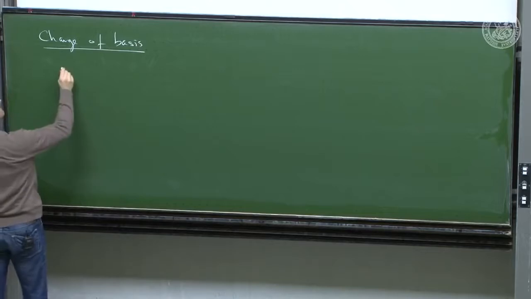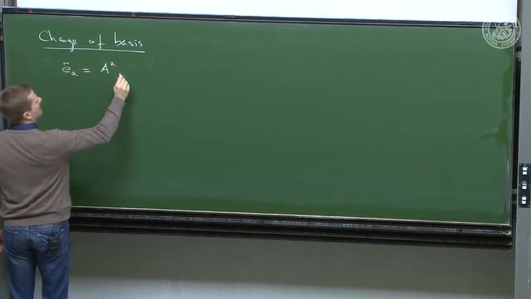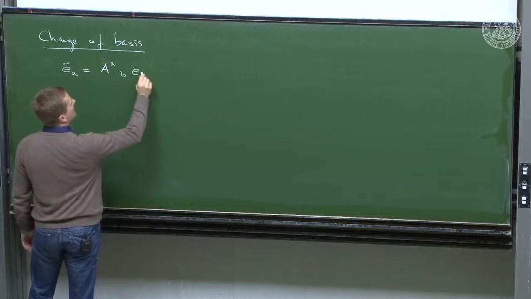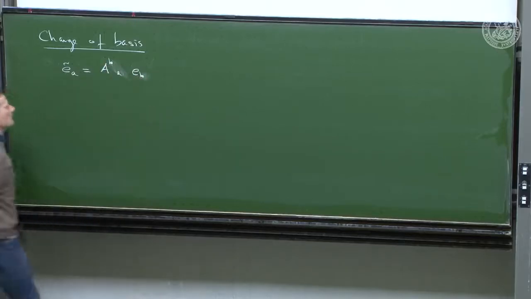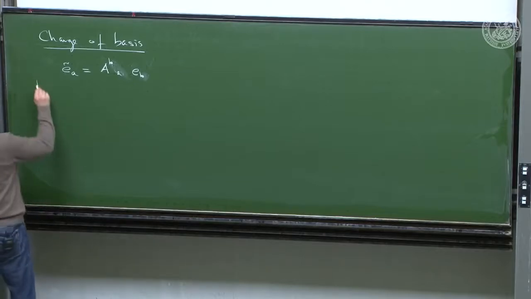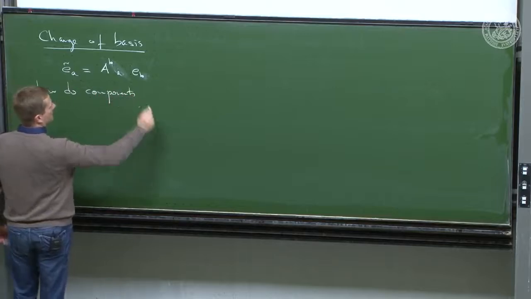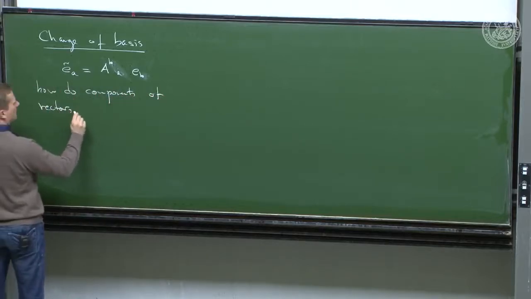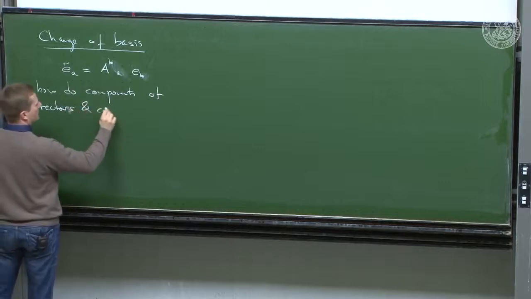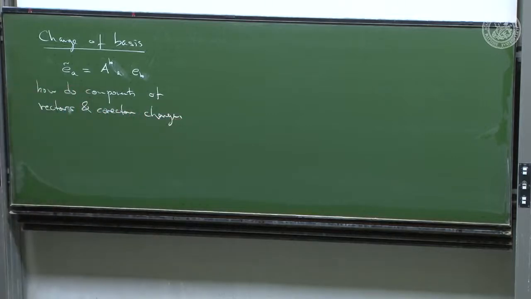The change of basis is: I have a basis and I define a new basis E-tilde_A by some coefficients A^B_A times E_B, and I study how the components change. How do components of vectors and covectors change? Because the components are basis dependent.